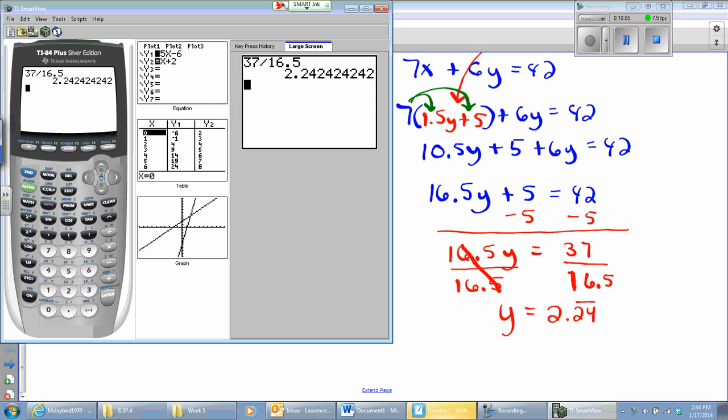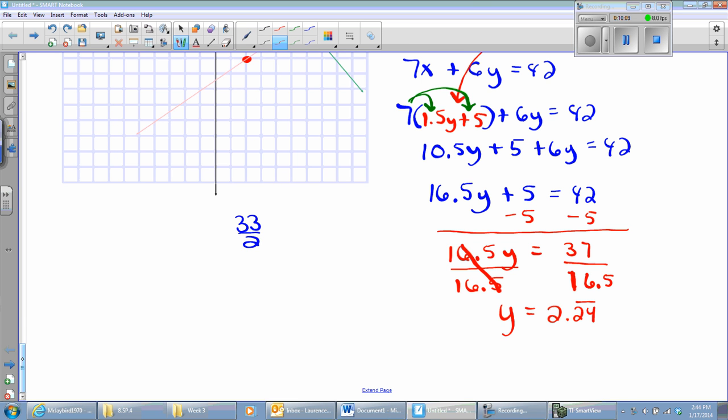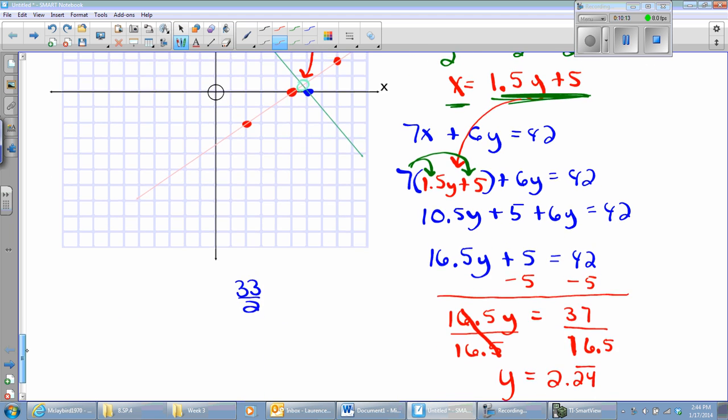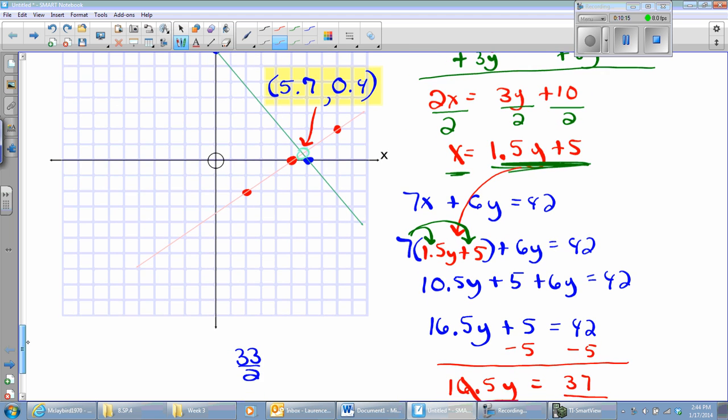We don't get that kind of stuff very much. And if you look back, what did I guesstimate? I guesstimated, oh, my y coordinate isn't even close. What am I doing? I'm making a mistake here.